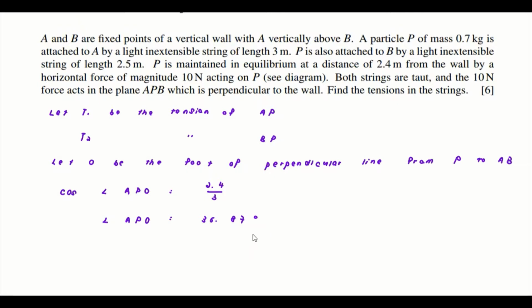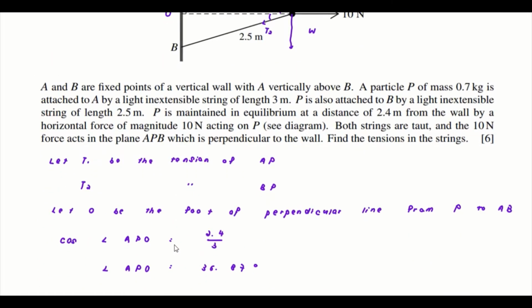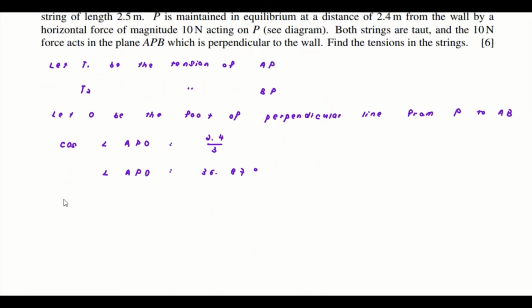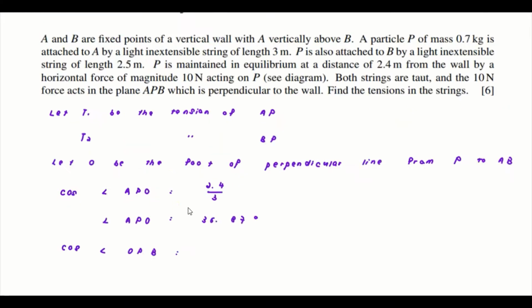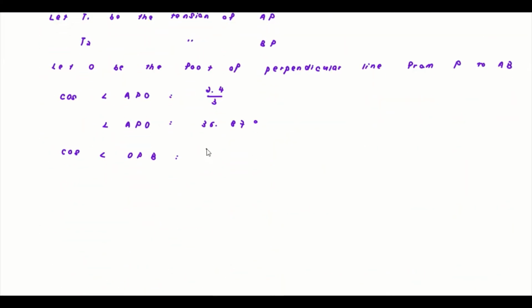Okay, then after that, let's try to get our angle OPB. So similarly it is adjacent over hypotenuse as well. So cos OPB, we will have, what is that? 2.4 and then 2.5. Okay, and then we can try to solve it.